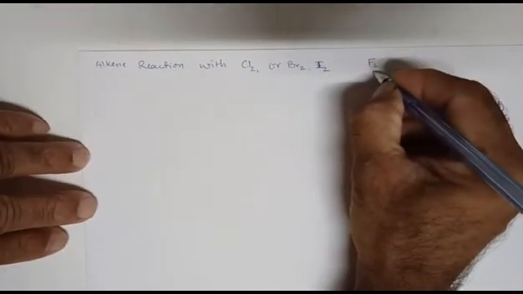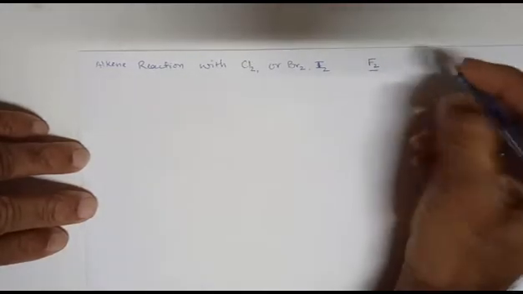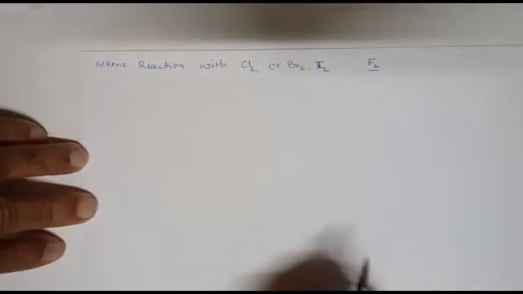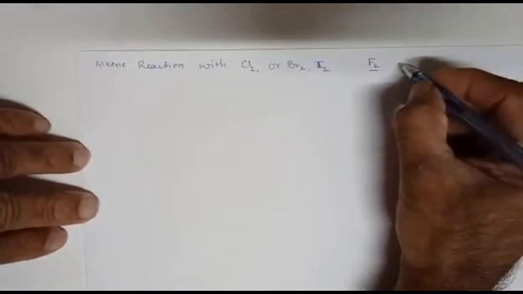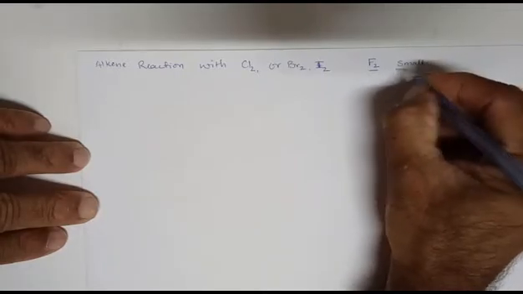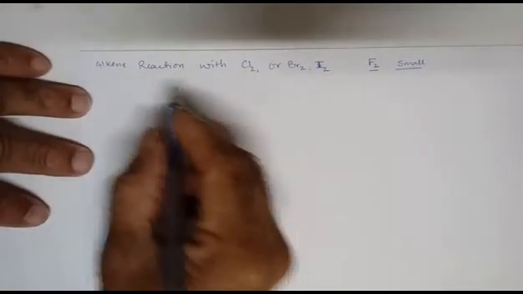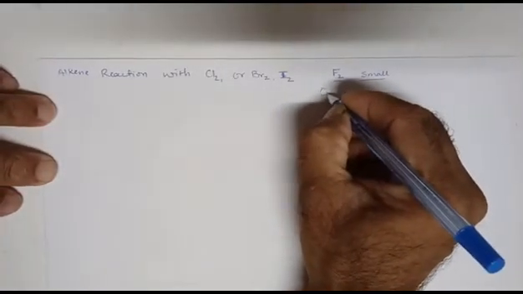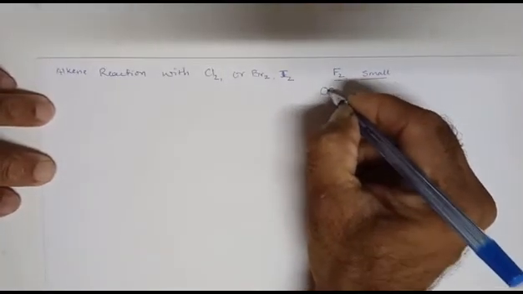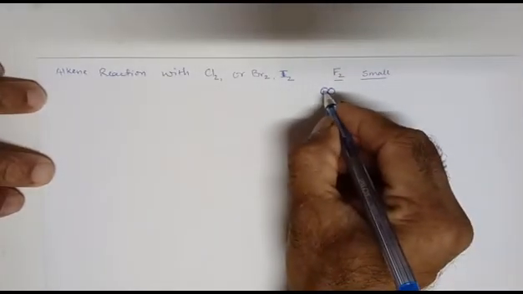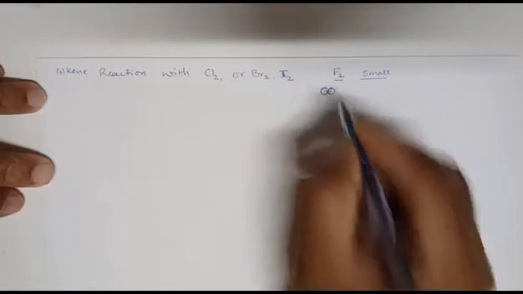Even though fluorine is one of the halogens, it is not generally discussed, but it has enough drama. And not only that, it's small. It's very small. This reaction capitalizes on the size difference. If you look at the atomic size of fluorine, interestingly, fluorine is smaller than a hydrogen atom. So size-wise, F2 looks like this.